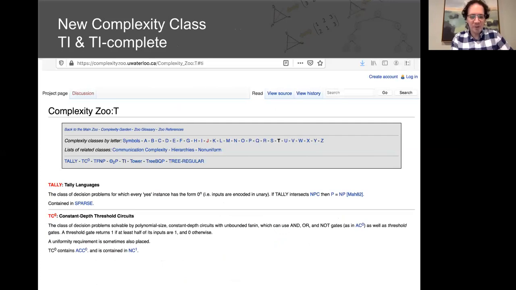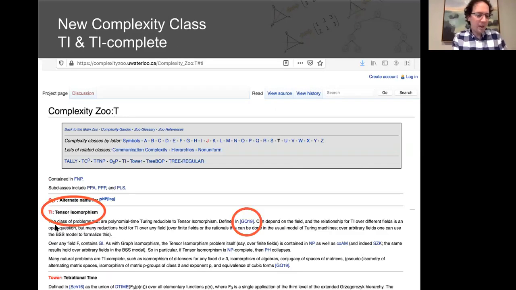We got to do the same for tensor isomorphism. So there's a great website called the Complexity Zoo, which lists your favorite complexity classes like P and NP, but also many more. So you see there's one for, I think, literally every letter of the alphabet. And the total number here is something like 500 or 600 classes. And our class, tensor isomorphism, got added to this zoo. So I don't know, that was kind of fun.